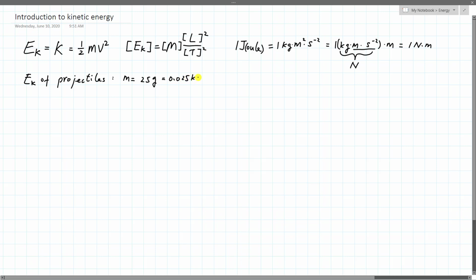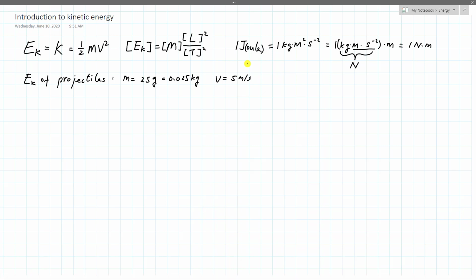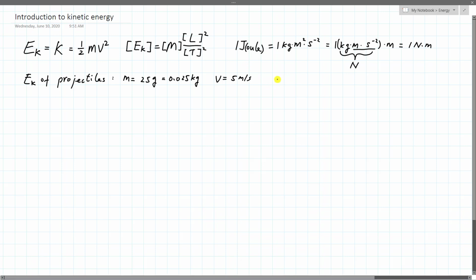That is 0.025 kilograms, if I divide 25 by 1,000 to get kilograms. And for the speed, let's also use an estimate of 5 meters per second. This is just something small that gets launched at a moderate to high speed. You can toss something quite easily at that speed, just pick up a pebble and toss it.